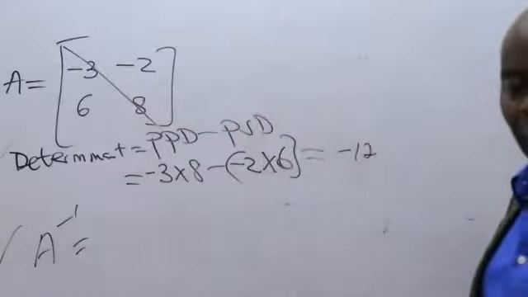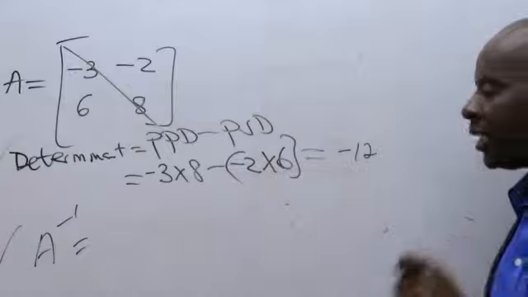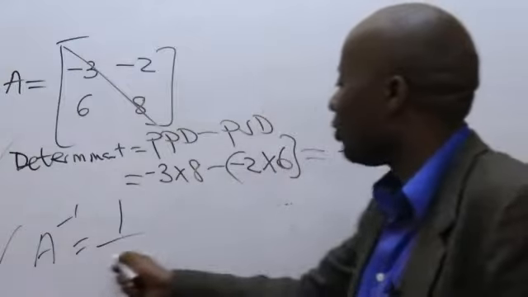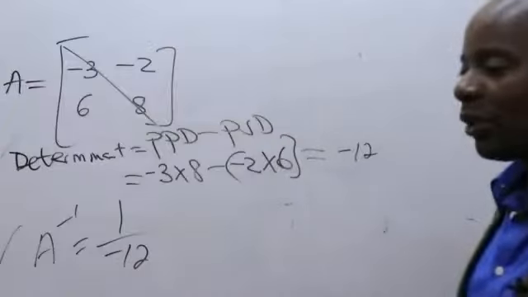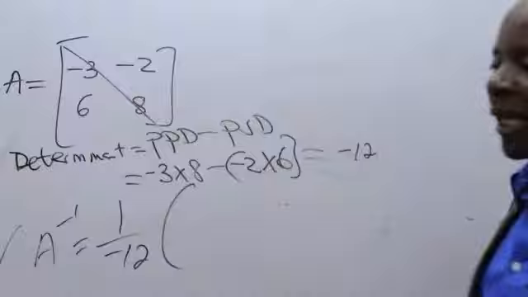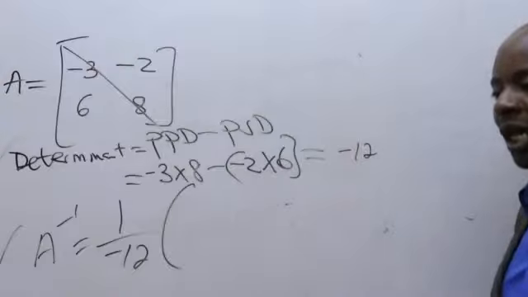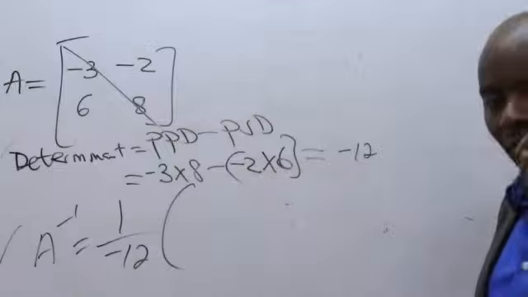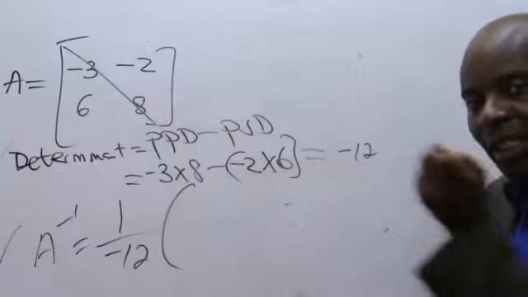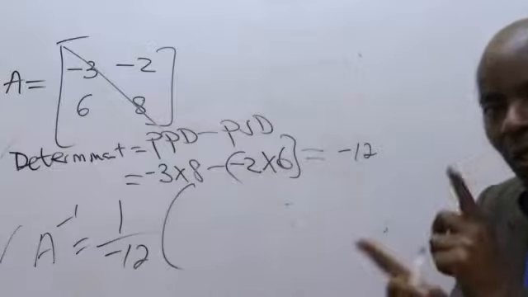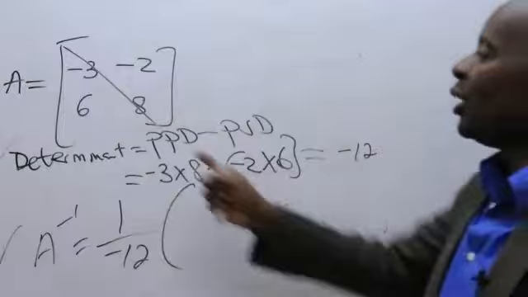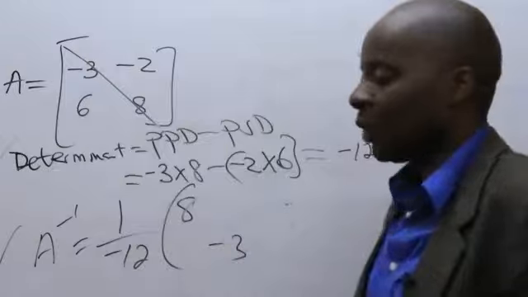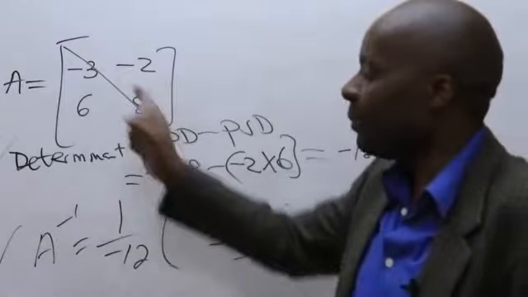And how do we define the inverse? These students of mine are so good. They know it is 1 over the determinant that you've just given me, 1 over -12. Inside brackets, ladies and gentlemen, we shall do 2 things. The first major thing is the interchange between the primary elements. So we have 8 versus -3. The primary elements, we exchange them.